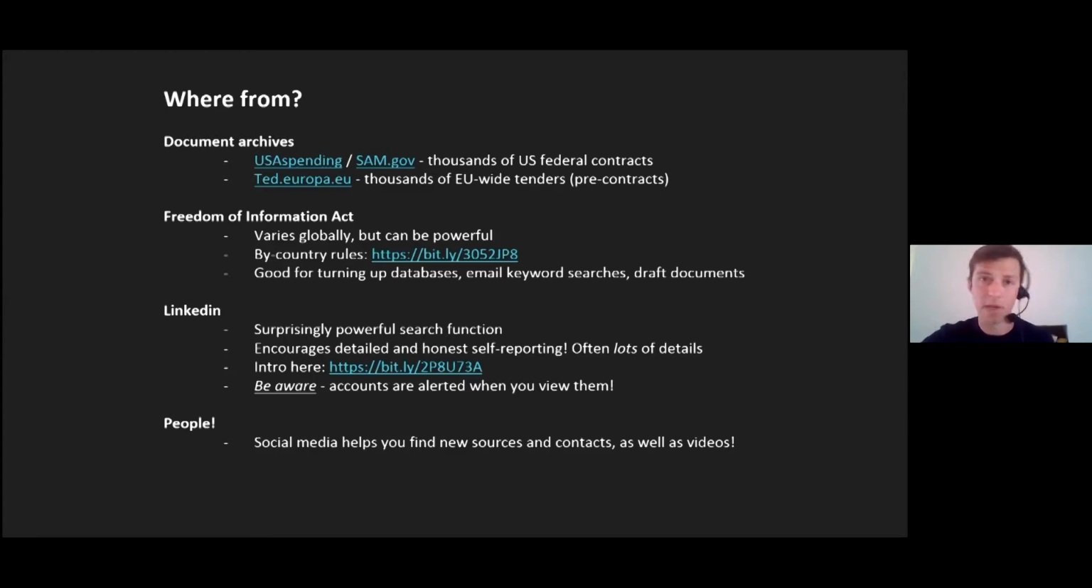LinkedIn is great for finding people, less good, for example, for finding photos and videos or video evidence. But really, really good for tracking down people. It has a surprisingly powerful search function, I guess because it's designed for looking for very specific people, and that's something that open source researchers can really use and manipulate. And of course, social media helps you to find new people. Don't be afraid to get in touch with those people. The human sources can always be just as powerful as the open sources.